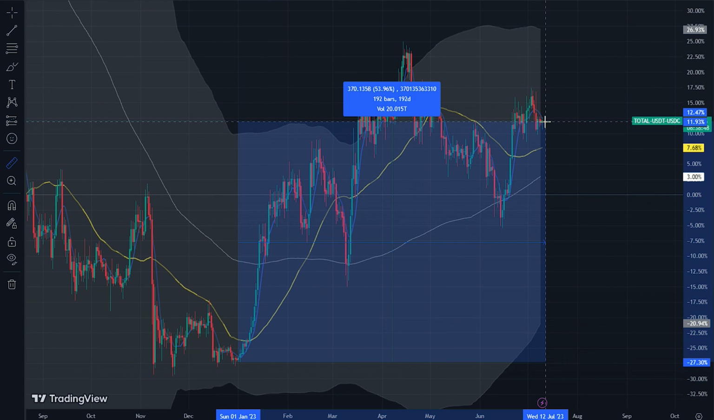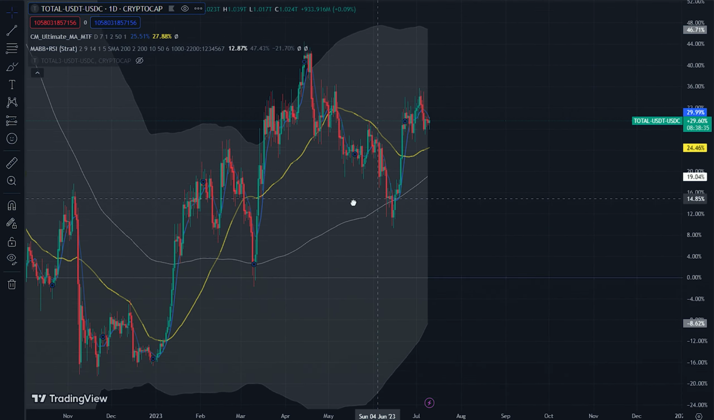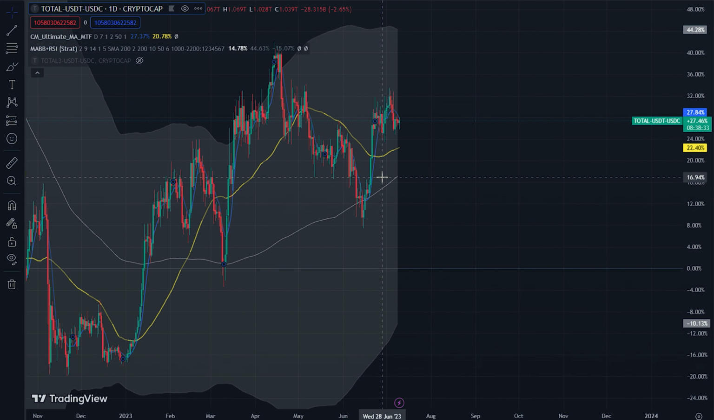I know a lot of alts haven't, and we'll take a look at that soon with total 2 and total 3. But in general, the crypto space has been doing well this year. So it only makes sense that over these next few months, we expect a bit of pain.